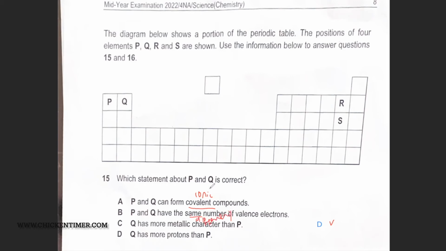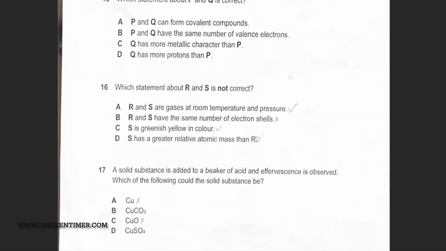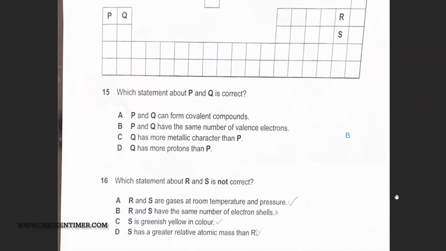Different. Okay, then part C, which part of the statement is wrong? Q has more metallic character than P. It should be P has more metallic character than Q. Yeah, okay. 16, 17. Which statement about R and S is not correct? R and S, you chose B. Why is it wrong? Because it's not in the same period.